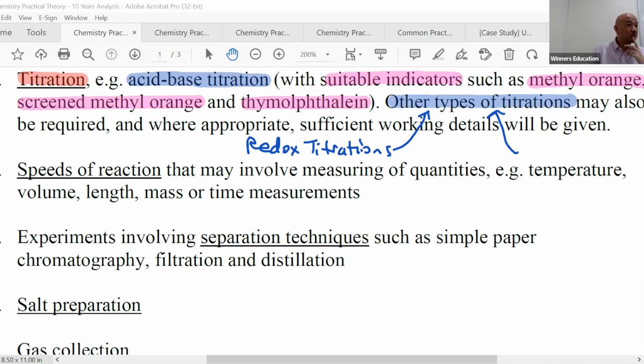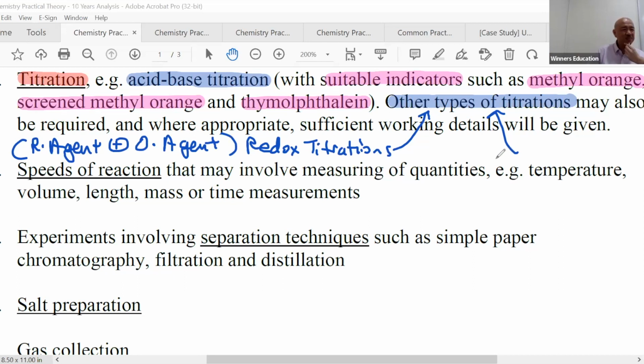What is redox titration? We'll run through it a little later with some questions. Redox titration means reducing agent and oxidizing agent. So instead of acid and alkali, you have a reducing agent reacting with an oxidizing agent. Short form can be O and R. These are the two reactants, one in the burette, one in the conical flask.